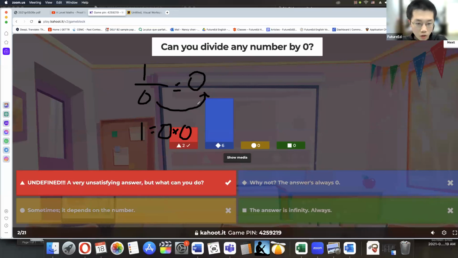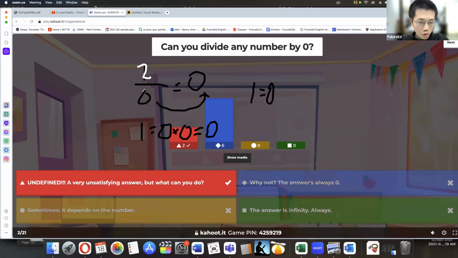Thank you, Ethan. So we know that 0 times any number is 0, right? So if 0 times 0 is 0, but we have 1 equals 0 times 0, then we get the weird statement that 1 is equal to 0. Does that make any sense? Does 1 equal 0? No. Thank you, Nancy. You can replace this 1 with any number.